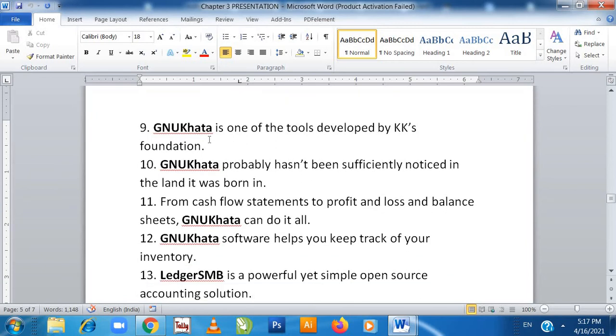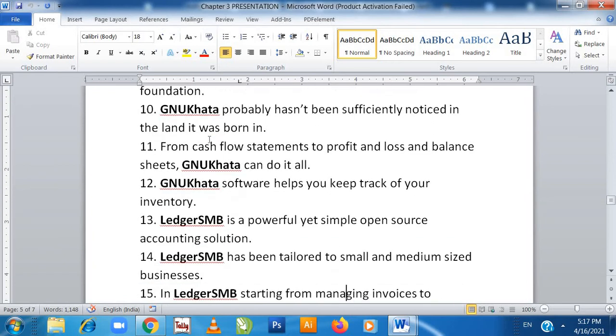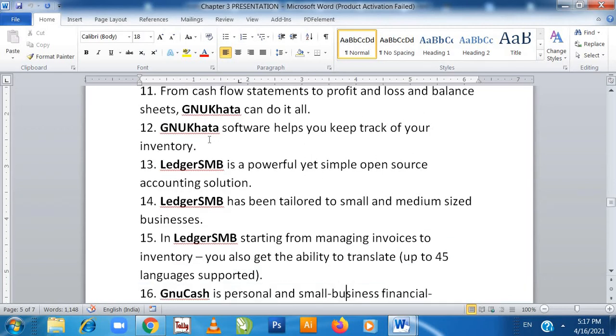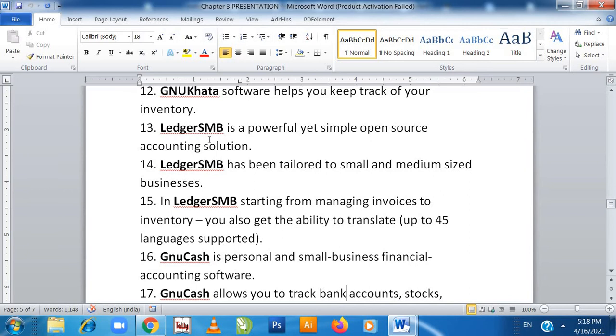Then along with JNU Khata, another software also is there, that is Ledger SMB. It is a powerful yet simple open source accounting software. Ledger SMB has been tailor made for small and medium size businesses. Ledger SMB also provides invoices, inventory, and it is multilingual, supporting almost 45 languages.